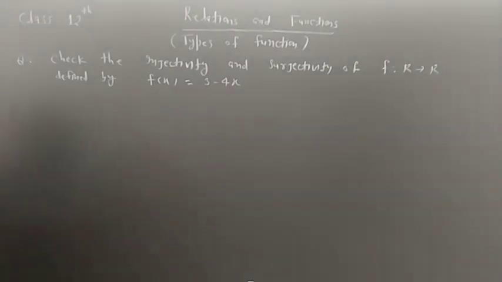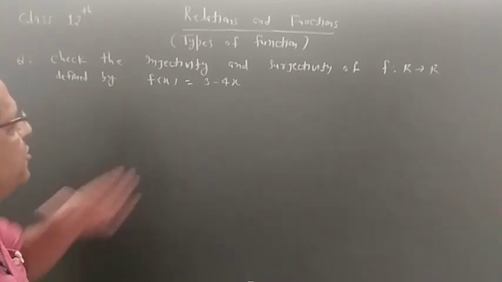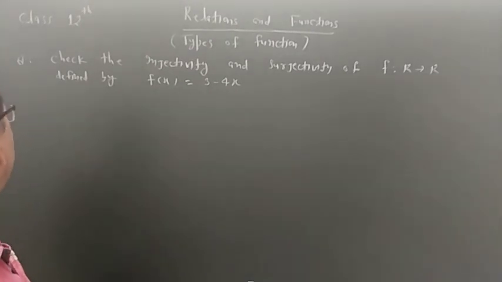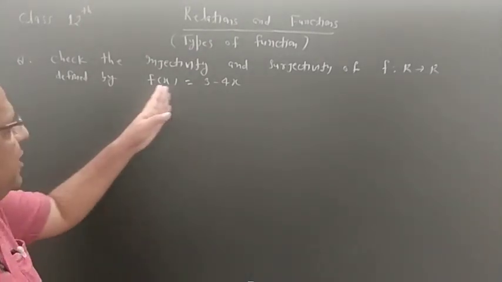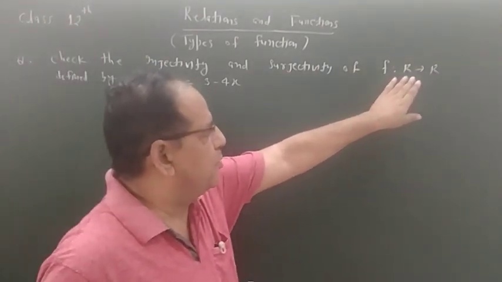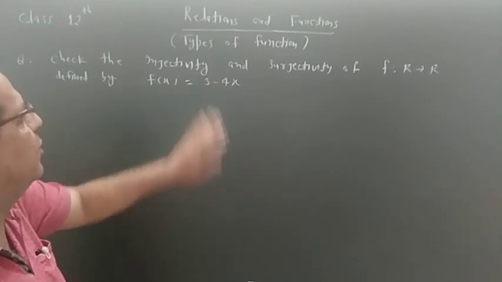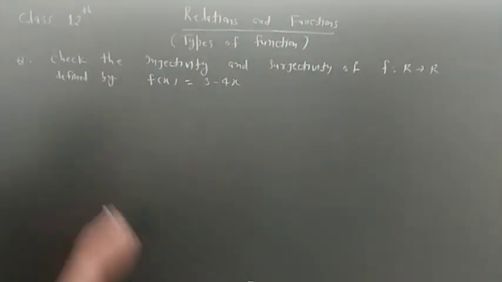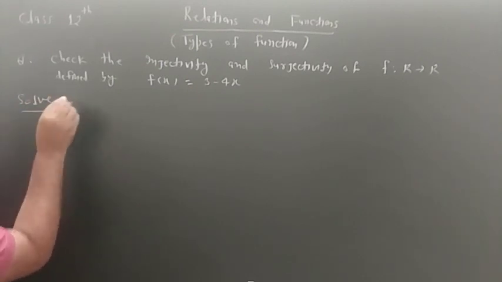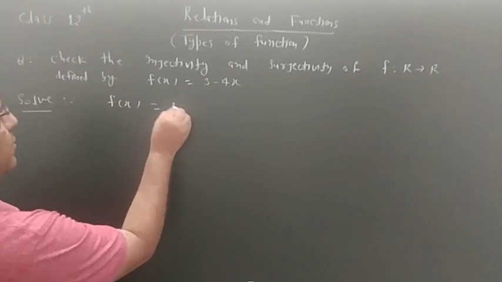Good morning, students. Today we are discussing some problems based on types of functions. The question is: check the injectivity and surjectivity of the function from the set of real numbers to the set of real numbers defined as f(x) = 3 - 4x. So first we check whether this function is injective or not.